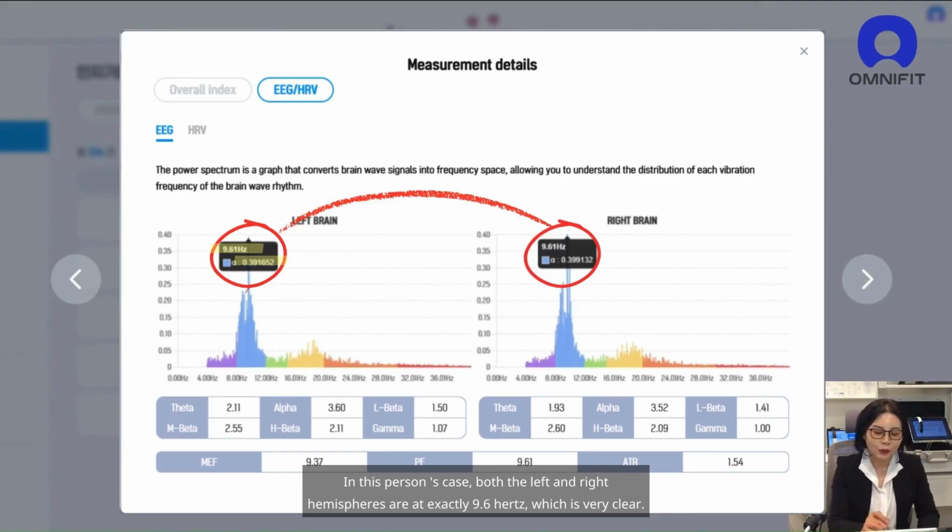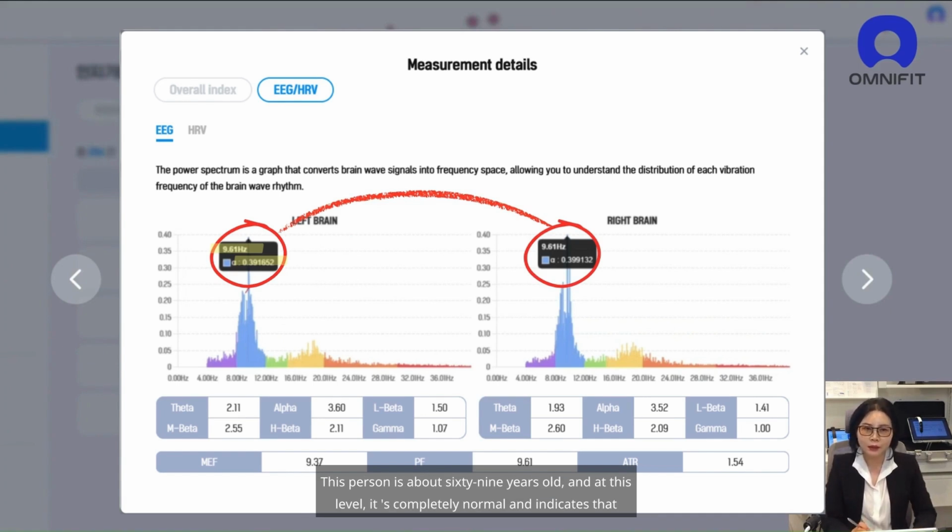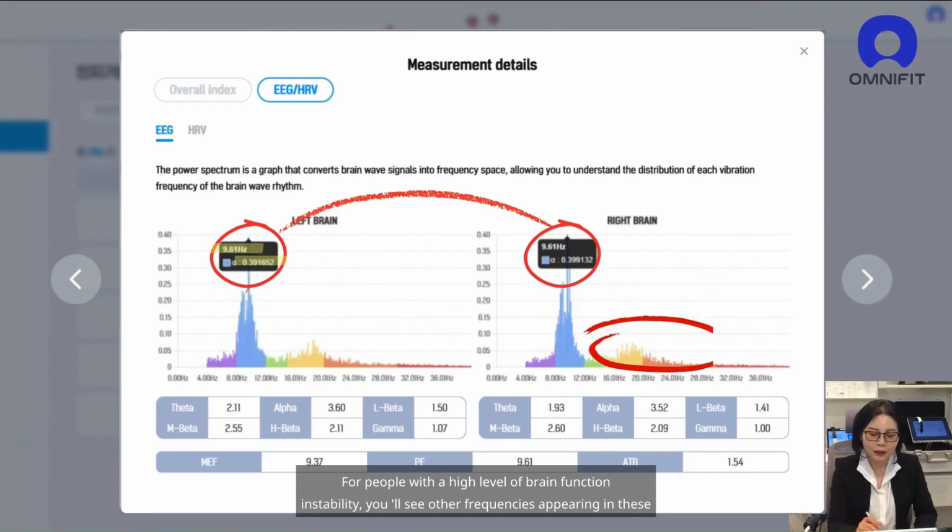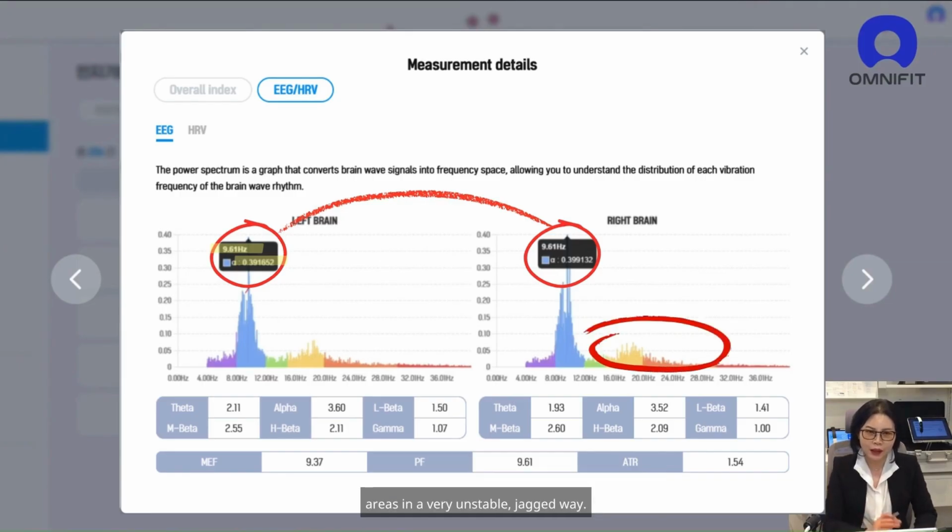In this person's case, both the left and right hemispheres are at exactly 9.6 Hz, which is very clear. This person is about 69 years old, and at this level, it's completely normal and indicates that their brain function is in very good condition. Now, you can see that the other frequencies are also represented smoothly and clearly. For people with a high level of brain function instability, you'll see other frequencies appearing in these areas in a very unstable, jagged way.